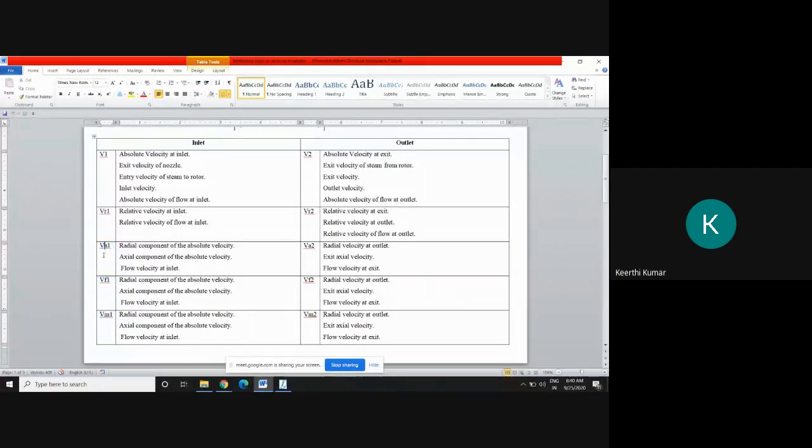For example, if it is a steam turbine, I will denote VA1 and VA2. You can call it in three ways: radial component of absolute velocity, axial component of absolute velocity, flow velocity at inlet. So these three names you can call for VA1. Again, VF1, again the same name. There is no change in the name. But VF1, where will I denote? This will be denoted only with respect to hydraulic turbines.